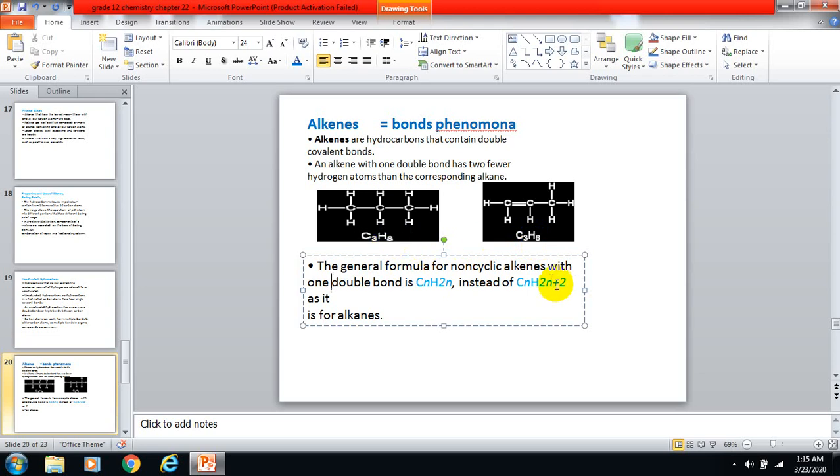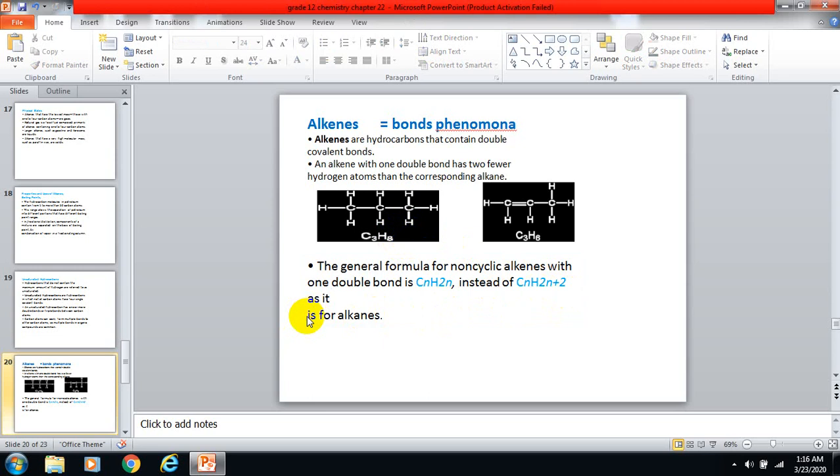Look, if we put C3 here, n is the number of carbon atoms, and 2n gives you the hydrogen numbers. So if we put 3 here, with plus 2, it will give us C3H8. This formula was for the alkanes.